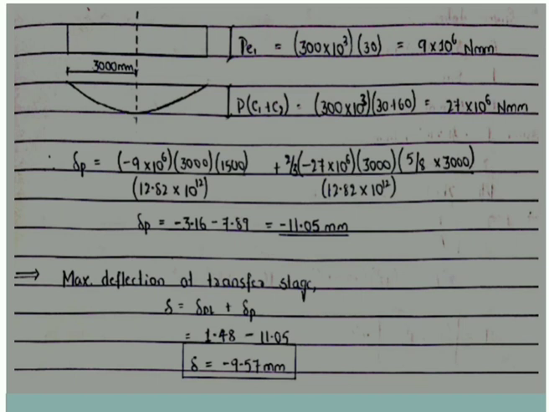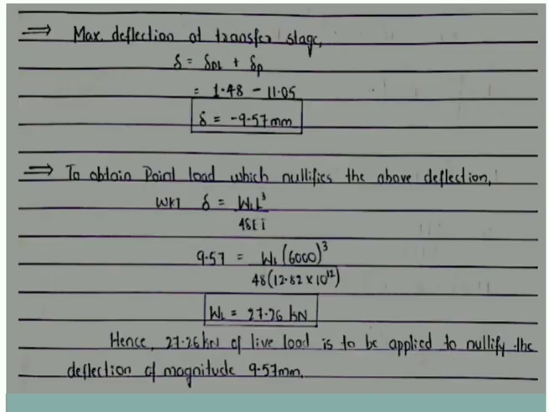Similar examples we have done in your RCC also, and I think for your regular paper also one example had come. Find the intensity of the maximum point load which can be placed at the center for a given beam. This example is similar to what we have solved in the RCC, but here we are going by the deflection principle. So maximum deflection at transfer stage we have obtained. Then next we have to obtain the point load which nullifies the above deflection, delta.